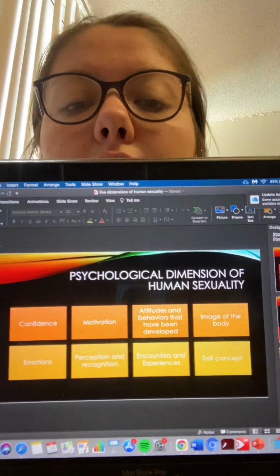And that includes, in my opinion, oneself. So it includes one's confidence, motivation, image of their body, self-concept of themselves and others, encounters and experiences that they've had, perception and recognition, and then attitudes and behaviors that they have developed, as well as emotions. And then this is going to be the next slide.